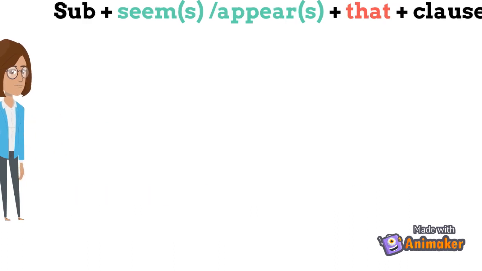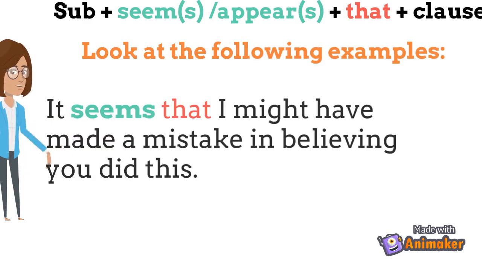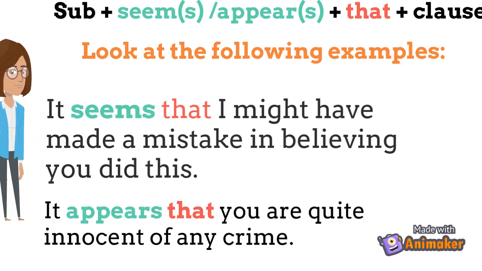Here is the last structure. We can use that after seem or appear and use a clause to finish it. Here are the examples. It seems that I might make a mistake in believing you did this. Or it appears that you are quite innocent of any crime.